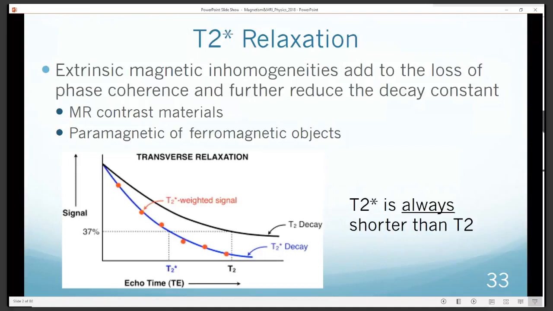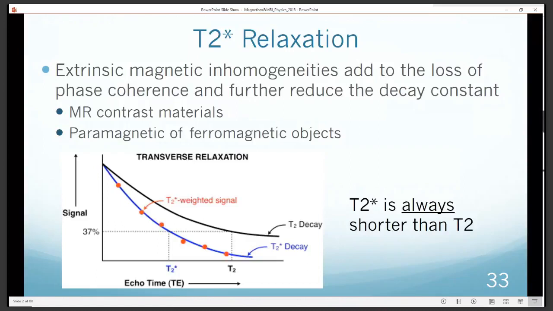Now, nothing is as simple as that in real life, and actually, there are more things going on to cause dephasing than just the T2 processes, which are microscopic interactions of the water atoms we're looking at with other types of molecules in the tissue, such as proteins.